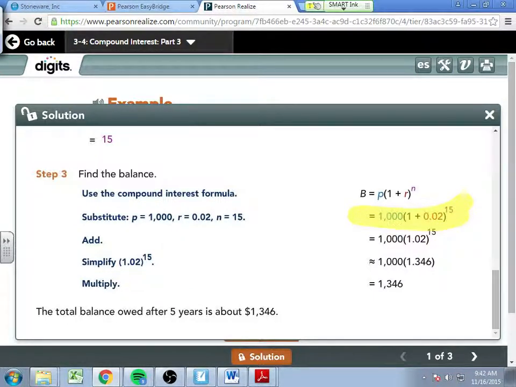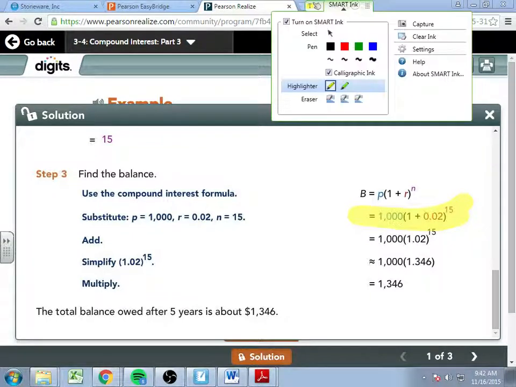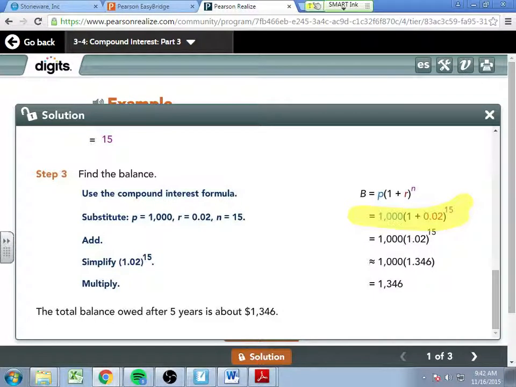1,000 times 1.02, or 1 plus 0.02, to the 15th power. We can do the 1.02 to the 15th, gives me approximately 1.346. Multiply by 1,000, and we get $1,346. Instead of a 15, I put a 5. I was off. Yeah, because you need the total, not per year, but the total times it happens.